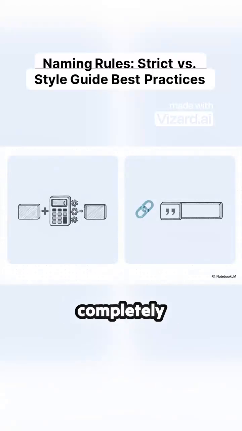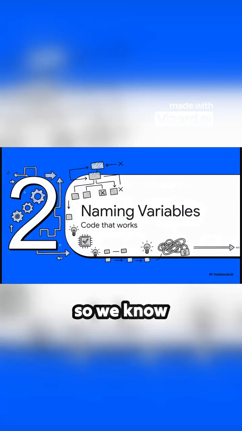The data type completely changes the outcome. So, we know what variables are and what kind of stuff we can put in them. The next piece of the puzzle is, what can we name them? And listen, these aren't just suggestions or friendly advice. If you break these rules, your code simply will not work.